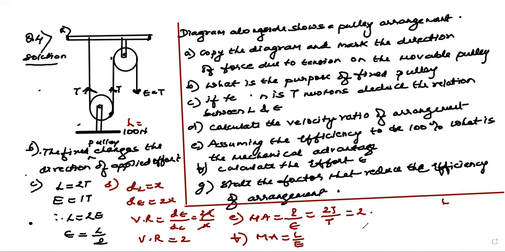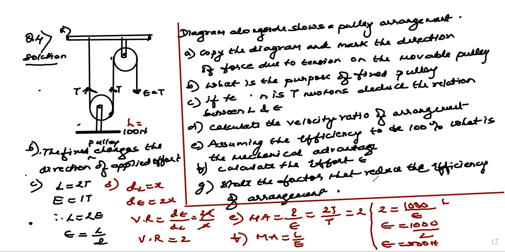Now MA is how much? Therefore, E is what I want. And MA is how much, children? MA is 2. So 2 is equal to L, which is 1000, upon E. So what is E equal to? 1000 upon 2. How much will it be? E equals 500 newtons. E will be 500 newtons.